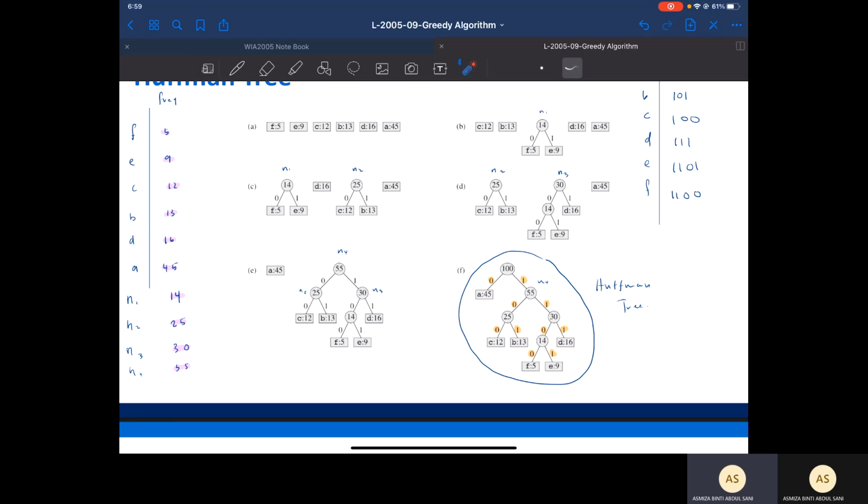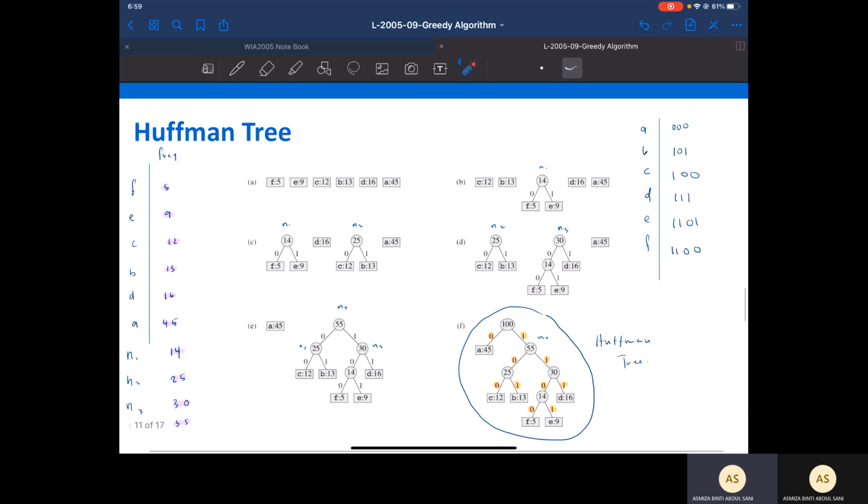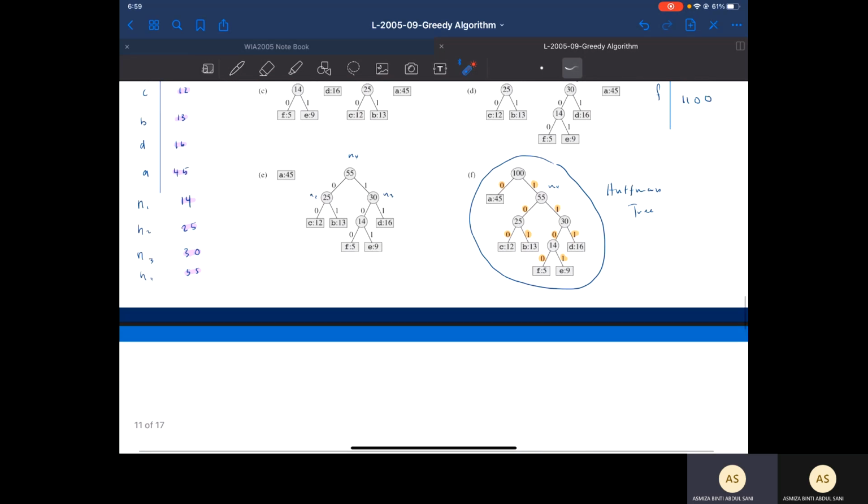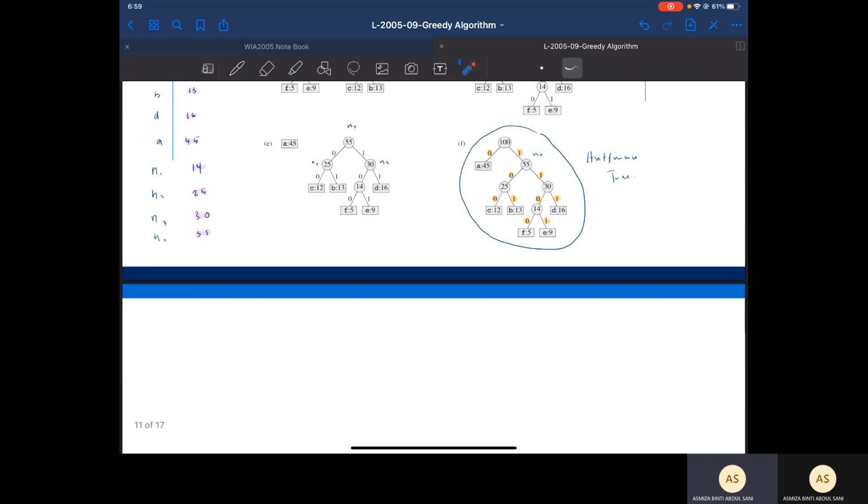Like let's say for example, maybe this is one, this is one, this is zero, and so on and so forth. Or maybe your tree, instead of this one on this side, it could be on this side. So the variable code length can vary depending on how you construct your Huffman tree. Okay, so that is for the Huffman tree.